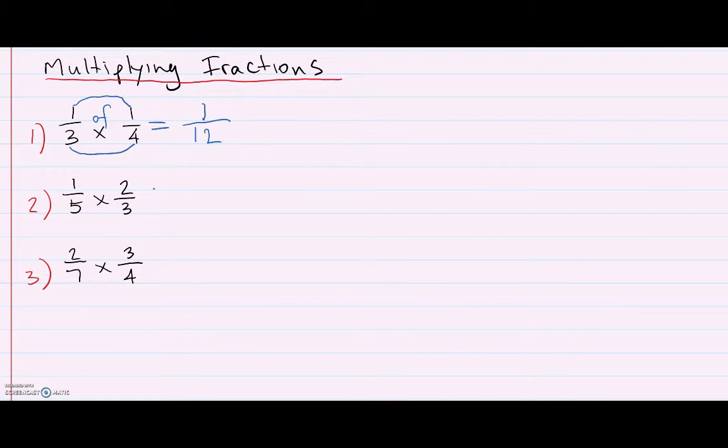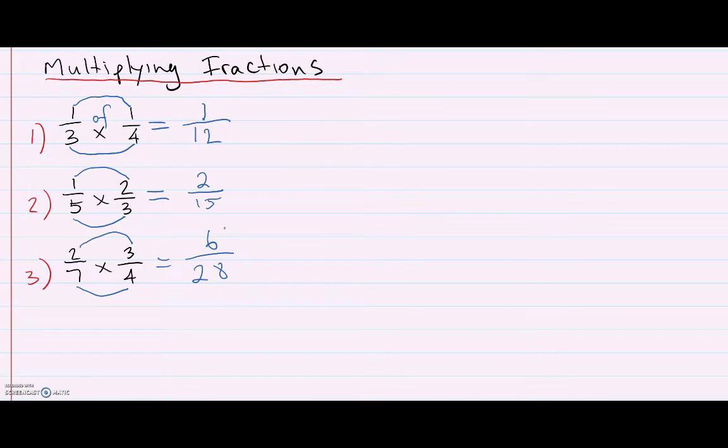Very straightforward. 1/5 of 2/3, well, I multiply my numerators together. 1 times 2 is 2. Then I multiply my denominators together. 5 times 3 is 15. Last one, 2 times 3 gives me 6, and 7 times 4 gives me 28.